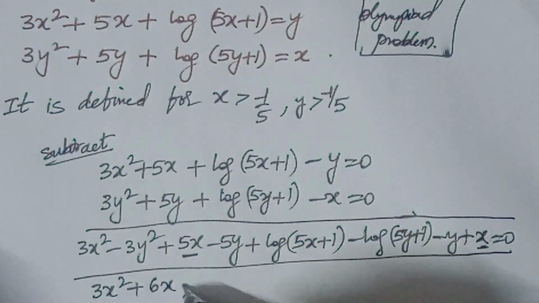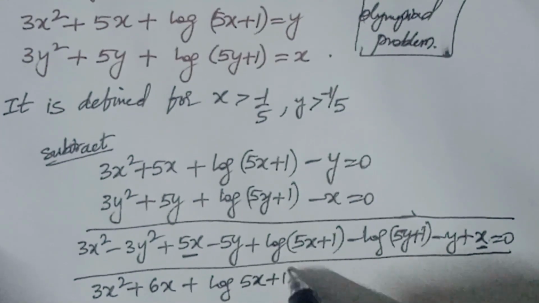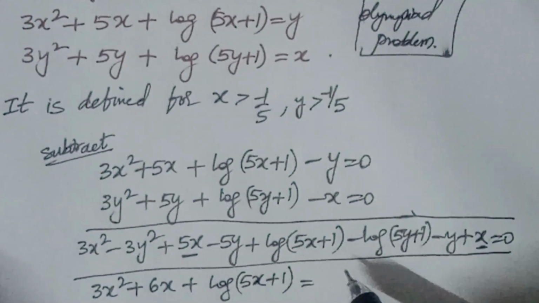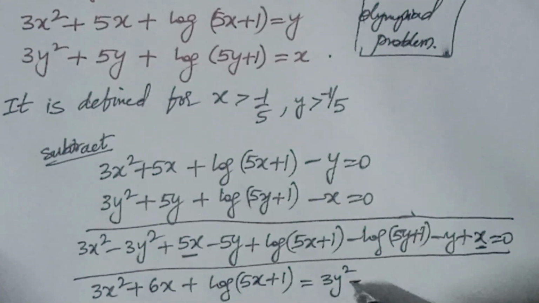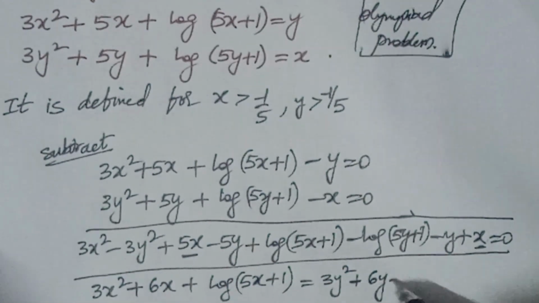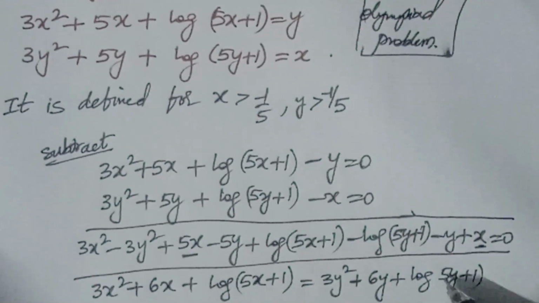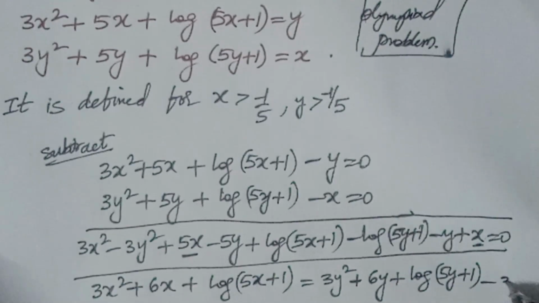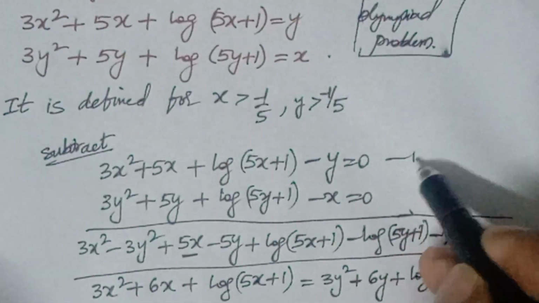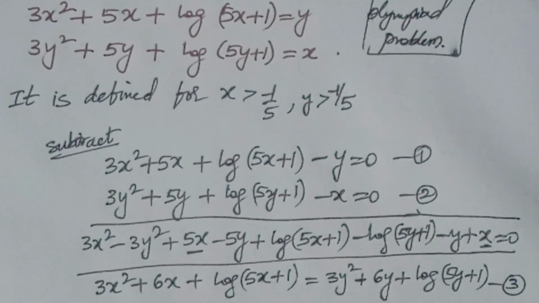6x + log(5x + 1) is equal to 3y² + 6y + log(5y + 1). So let this be equation 3, this is 1, let it be 2. This is the third equation now.